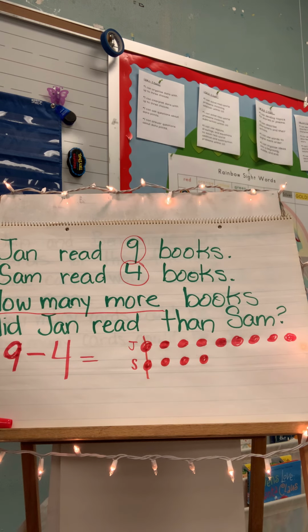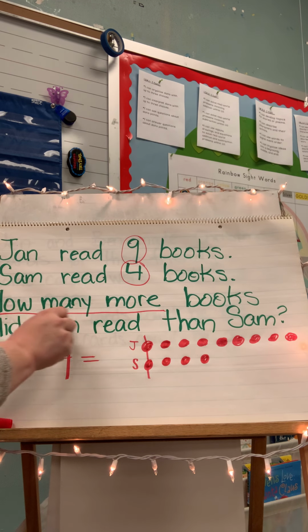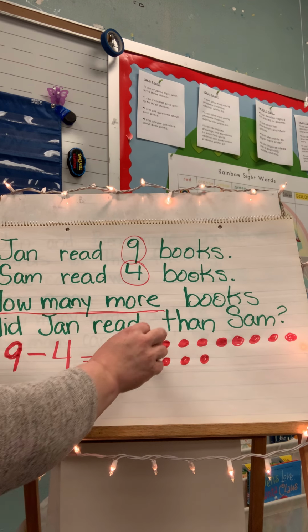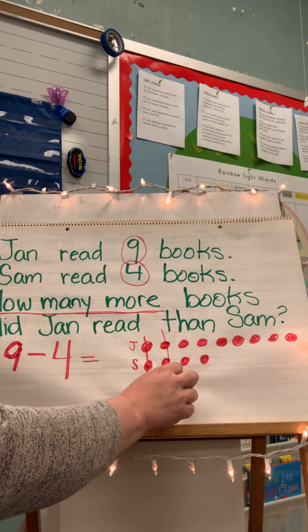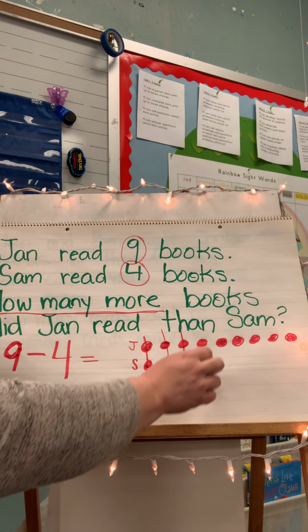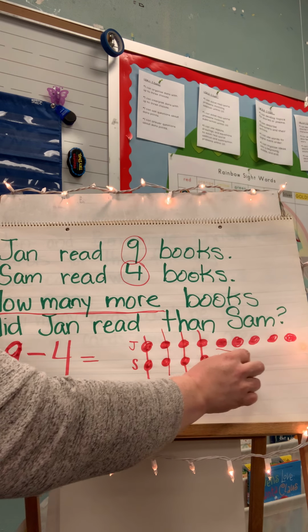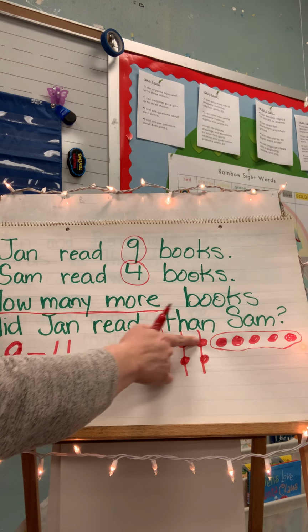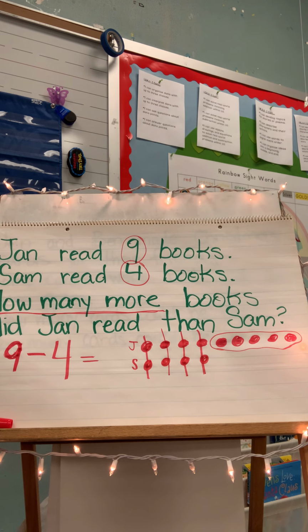If they are the same, if they have the same amount, I'm not going to count those. The only thing I'm going to count is the difference, or how many more books Jan has than Sam, not how many they have the same. So that's the same. I'm going to cross it out. That's the same. That's the same. That's the same. This right here is the amount that Jan has more than Sam does.